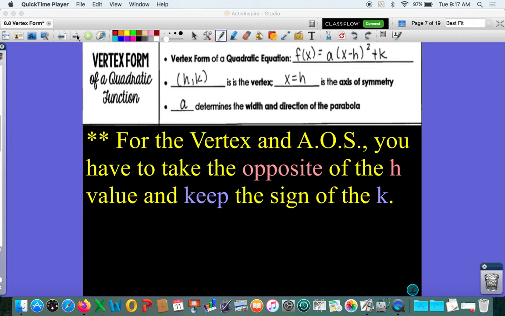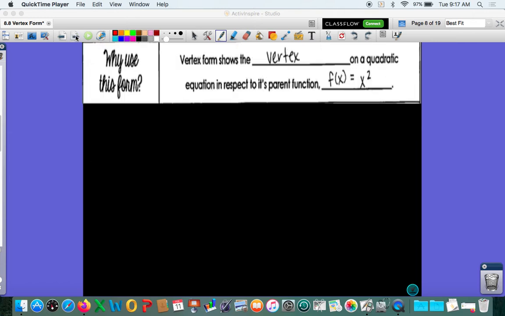What does vertex form tell us? Well, it tells us our vertex. Rather than having to find the axis of symmetry and plug back in to find the vertex, I can look at this equation and just find my vertex. Why do we use this form? Again, because vertex form shows us the vertex of a quadratic equation in respect to its parent function.